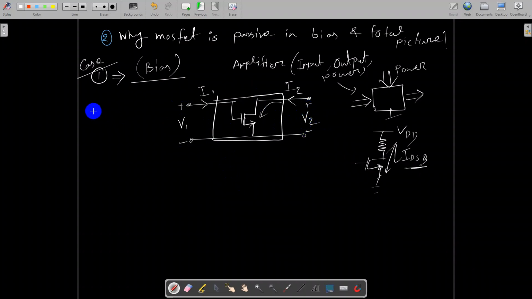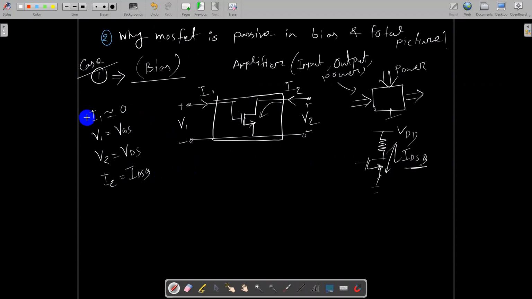So what is I1 here? I1 is 0. What is V1 here? V1 is nothing but the VGS, gate to source voltage. What is V2 here? V2 is VDS. Source is grounded. Or you can say source is not grounded. So let's say source is not grounded, it will be more general. Next, what is I2? I2 is nothing but IDS or IDSQ.